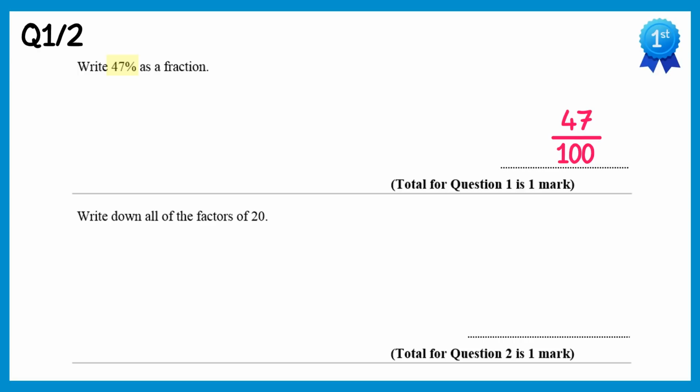We need to write down the factors of 20. So we'll start with 1, which you times by 20 to get 20. 2 times 10 makes 20. 3 doesn't go into 20, so we'll skip that. And then 4 times 5 makes 20. And we're done. So the factors in order are 1, 2, 4, 5, 10 and 20.